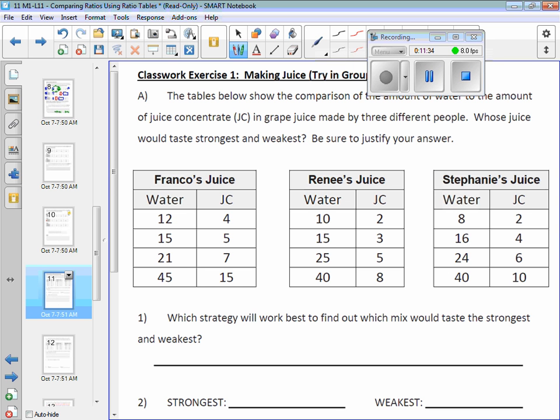Anyway, read the juice question and see if you can figure it out on your own. There's no time to group up right now. And same advice, I'd like you to find value of the ratio first and then proceed and see if you can figure it out.